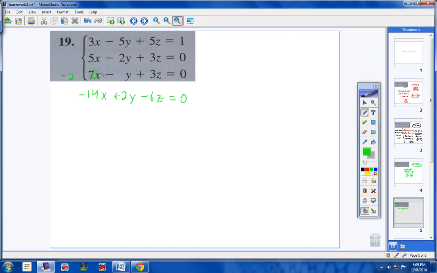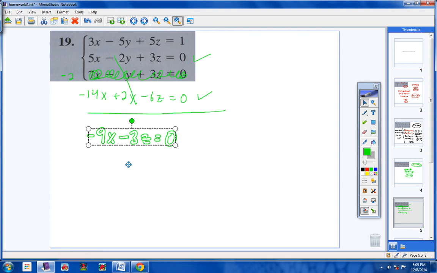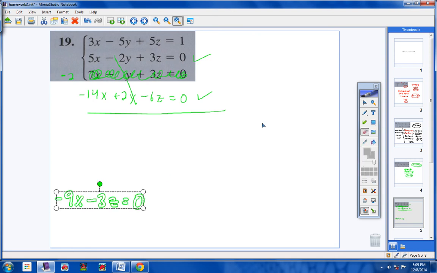So there, I'm going to cross this off for a second. And we're going to combine this equation and this equation. So 5x minus 14x is negative 9x. Your y's cancel. 3 minus 6, negative 3z, and 0 plus 0 is 0. Okay, so there's one equation that has an x and a z.